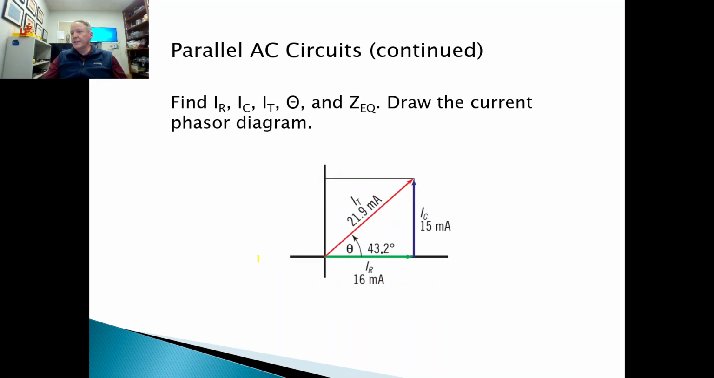And then to draw the phasor diagram, we know IR is a value, right? It's 16 milliamps, and we're going to do the current here. And remember, this is a capacitor, so the current leads the voltage, ICE. And then we get IT with theta, and away we go. And because the current is leading, it's going to be positive.